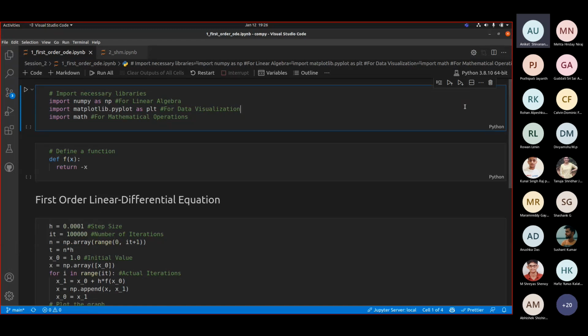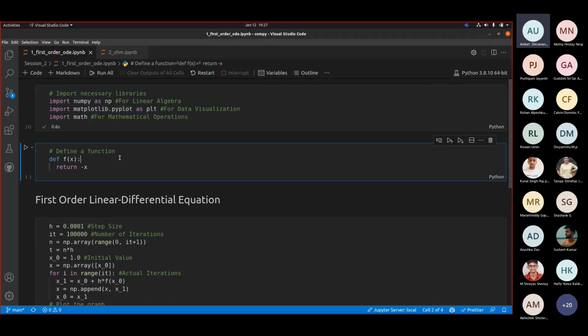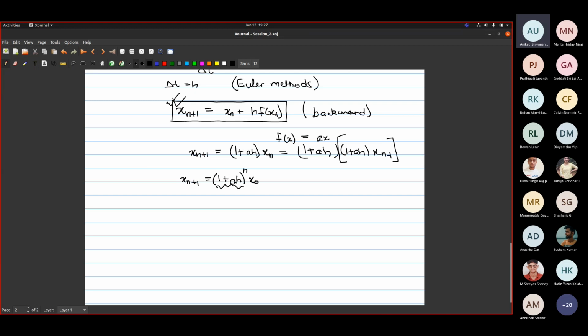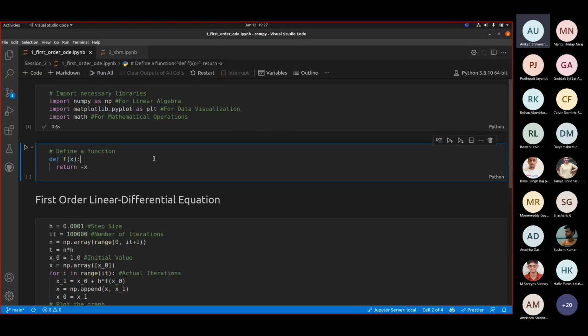Okay, let's move on. Like I showed you yesterday, we import the necessary libraries, that is NumPy for our array calculation, Matplotlib for our data visualization, and math for mathematical operations. And we will define a function f. This is the same as the function f that we have used here. For right now, I've just taken it as minus x, that is a linear function.